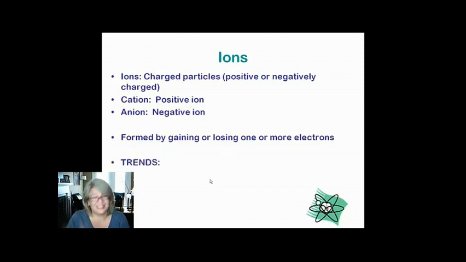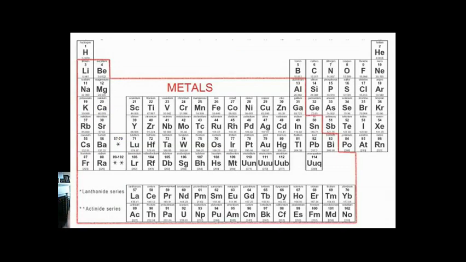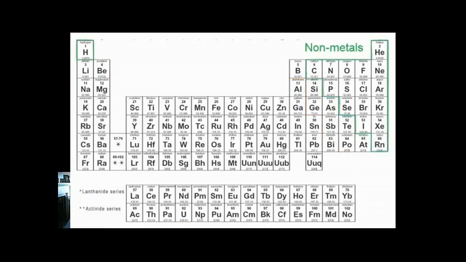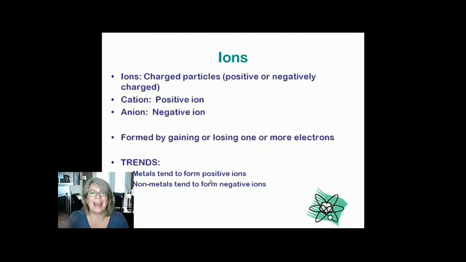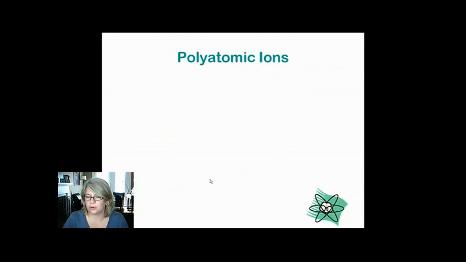Some of the trends, I want you to start thinking a little bit about this again. Metals, those are those elements on the left side of the periodic table. They tend to form positive ions. And non-metals are the elements on the right side of the periodic table. They tend to form negative ions. So again, we'll look a little bit more at how those work in an upcoming lesson, how those ions are created.